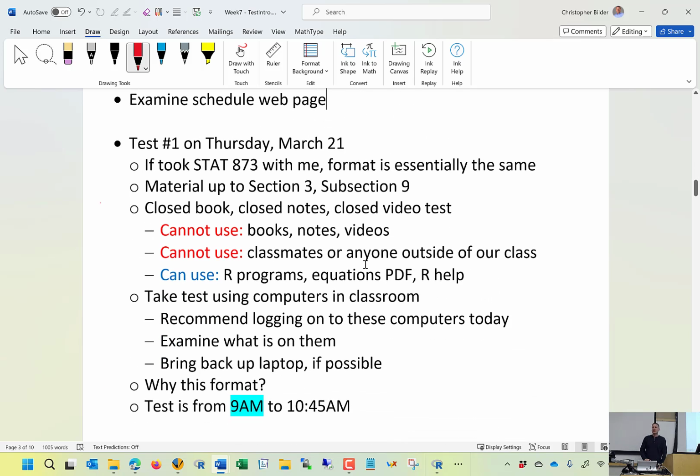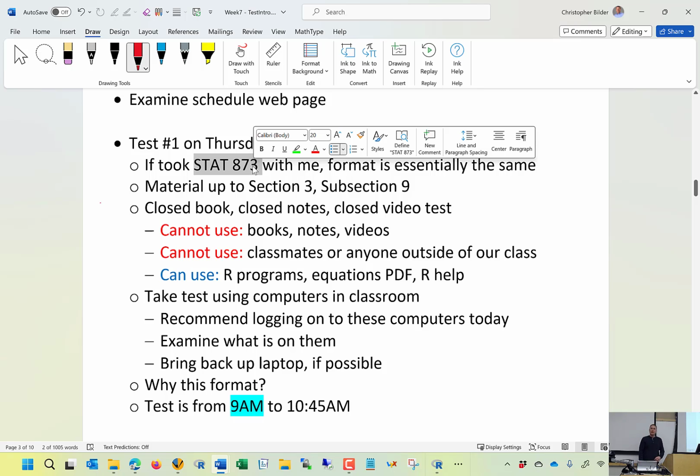Since that test is coming up, and since we haven't had a test yet, I want to talk a little bit about the test structure. In that Tuesday class after spring break, we will review a little bit of what I'm talking about here, but we will spend most of the class period reviewing the material for the test. Today I want to talk about the test structure because for many of you this structure will be new. If you took Stat 873 with me, it is going to be the same format.